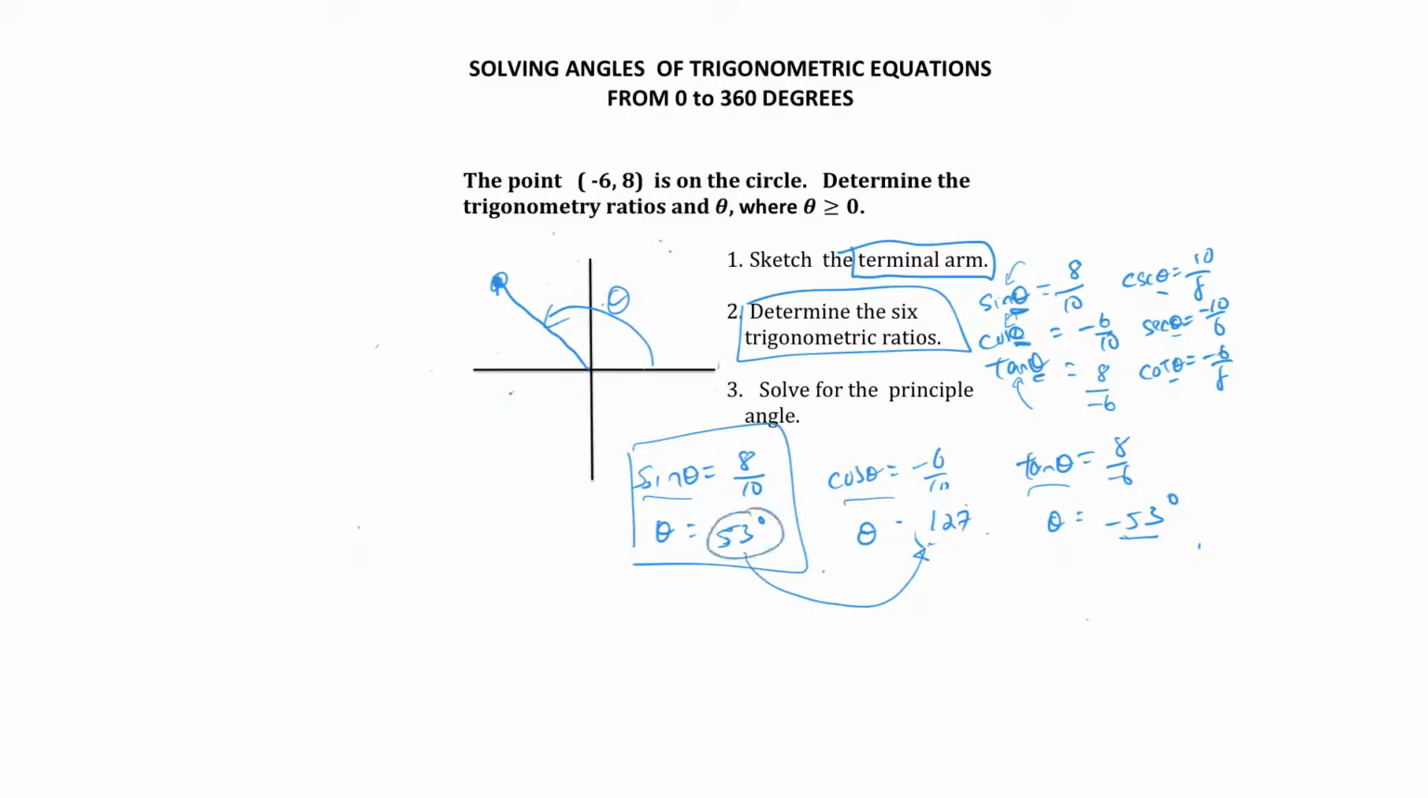So let's look at 53. So let's draw 53 over here. 53 is in quadrant 1. From here to here is 53, but I don't want my answer to be in quadrant 1. I want it to be in quadrant 2.